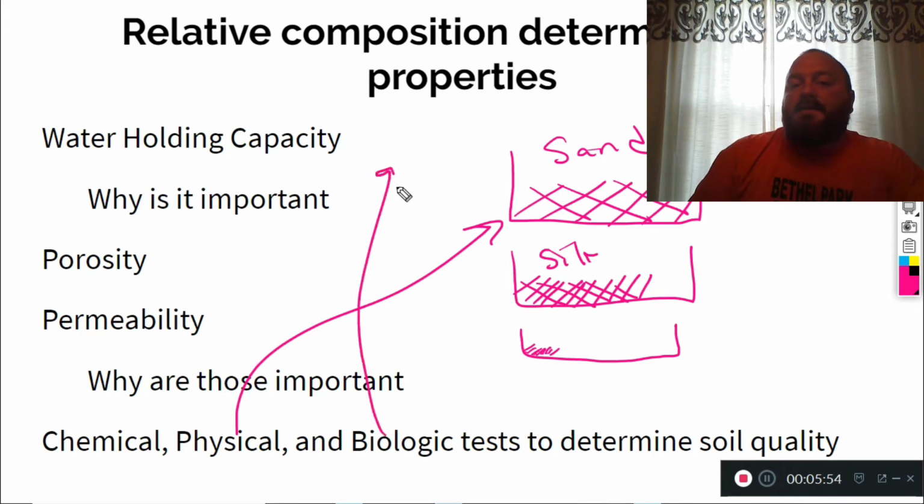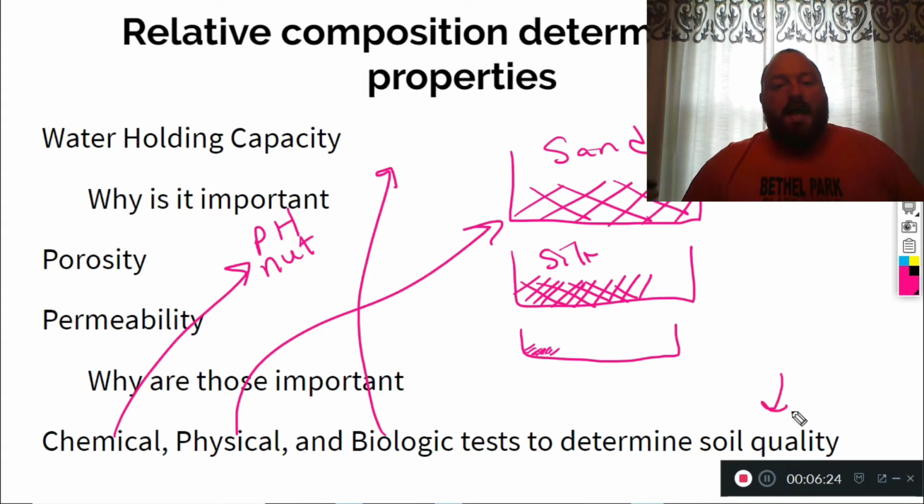Biologic tests we can do are tests for different life forms in it, bacterial composition, amount of worms and microorganisms that are in it. We need those microorganisms, we need the bacteria to help with the breakdown and decomposition to release nutrients. The chemical tests would be things like pH, nutrient levels. Remember how we tested for nitrates, phosphates, and pH in that lab? Those would be the chemical tests. By doing all these different tests, we can tell what quality of soil we have. Not only the type of soil, but also the quality as far as growing capacity.